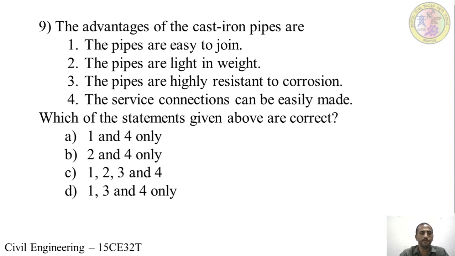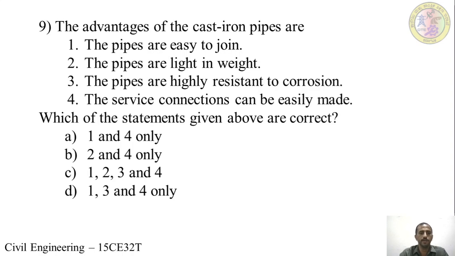Question number 9. The advantages of cast iron pipes are 1. The pipes are easy to join, 2. The pipes are light in weight, 3. The pipes are highly resistant to corrosion, 4. The service connections can be easily made. Which of the statements given above are correct?